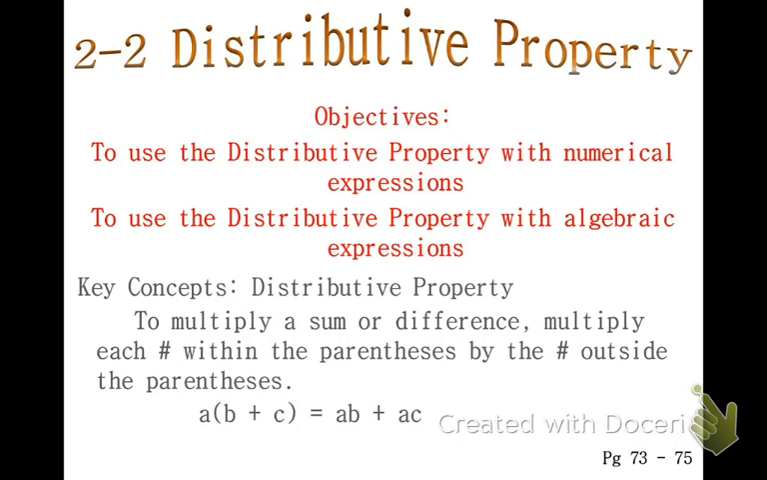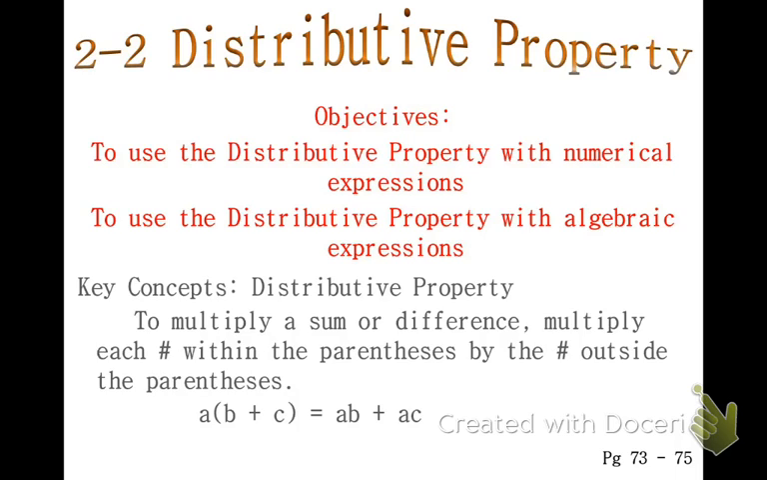Today's lesson is distributive property. We're going to use the distributive property with numerical expressions, so just numbers, and then to use the distributive property with algebraic expressions. That means variables are involved. The key concepts of distributive property are to multiply a sum or difference, so a plus or minus sign, and multiply each number within the parentheses by the outside number.